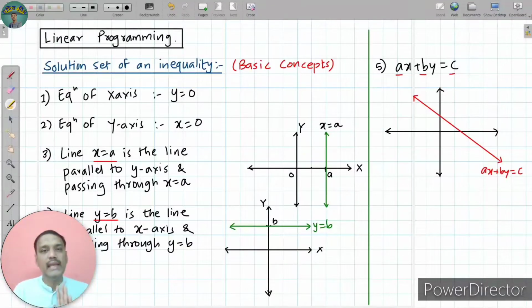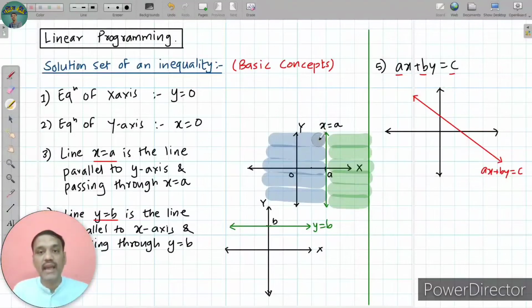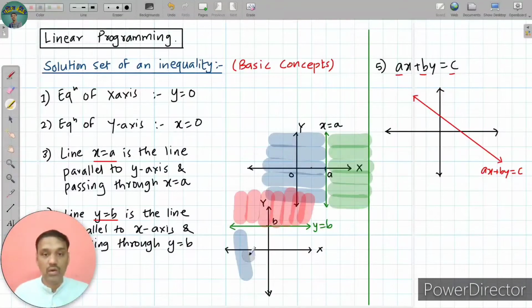Now observe one thing, any line in the plane divides that plane into two parts. For example, if you consider this vertical line x equal to a, then the left side of this line is one part of the plane and this is the other part. So this line divides the plane into two parts, the right hand side and the left hand side. Similarly, you can observe for the second line also, the line y equal to b divides the upward side and the downward side. So a line divides the plane into two parts.